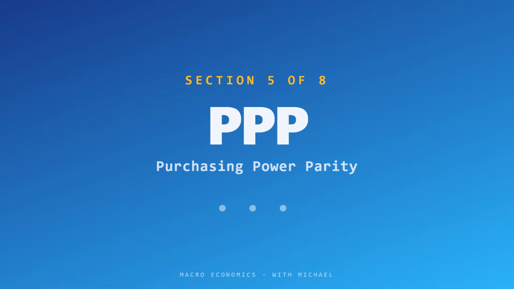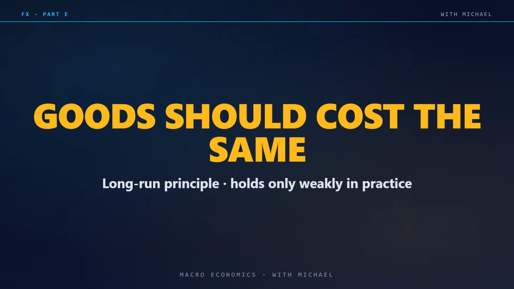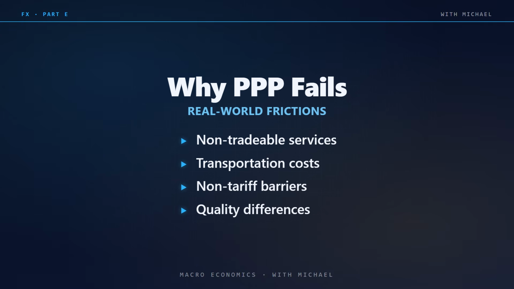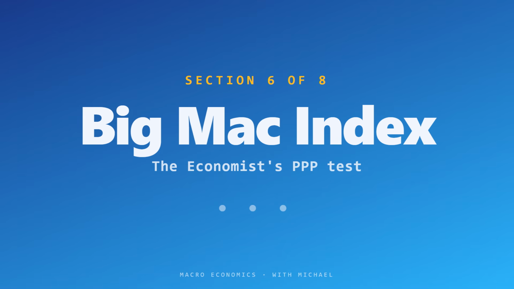Section 5. Purchasing power parity. A famous principle in international economics is purchasing power parity, PPP. PPP says that over the long run, real exchange rates should not deviate too much from one. Goods should cost roughly the same across countries when measured in a common currency. In practice, PPP holds only weakly. There are persistent deviations. Non-traded goods like services are more expensive in rich countries. Non-tariff barriers create wedges. Transportation costs matter. But the principle is useful as a long-run anchor.